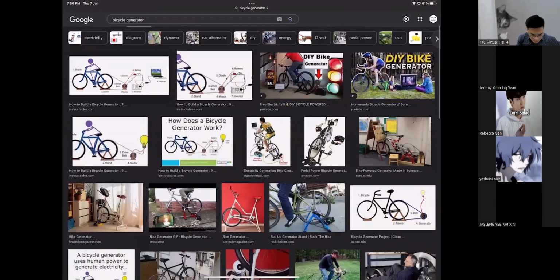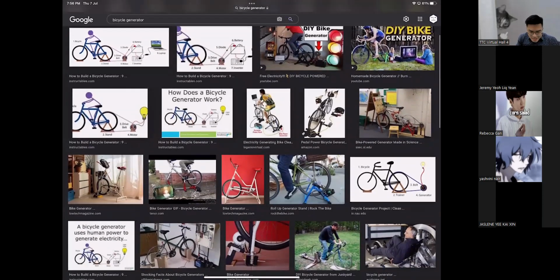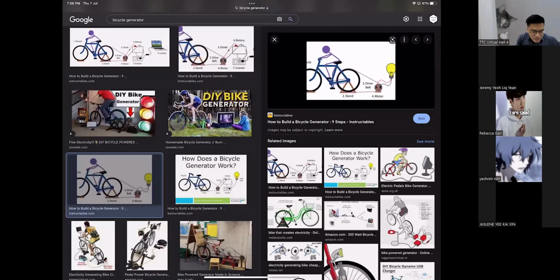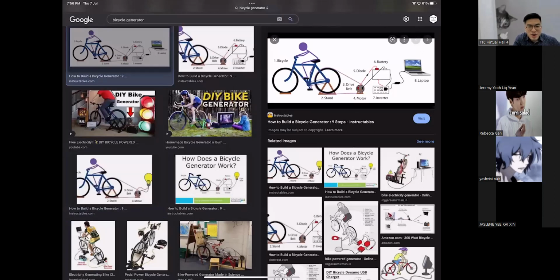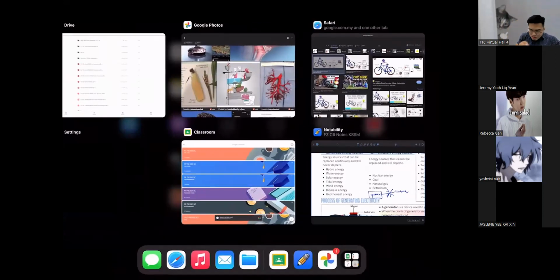Something like this. If you are good enough, you can actually cycle to power your laptop. So the house thing is also a generator? What house thing? You mean the TNB house looking thing? That is not a generator. That thing is a substation. Generator is very far away. I'll talk about it next week.